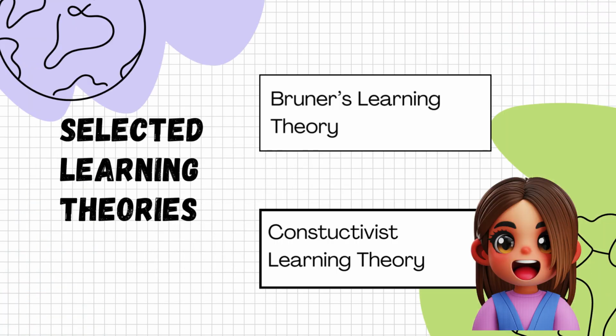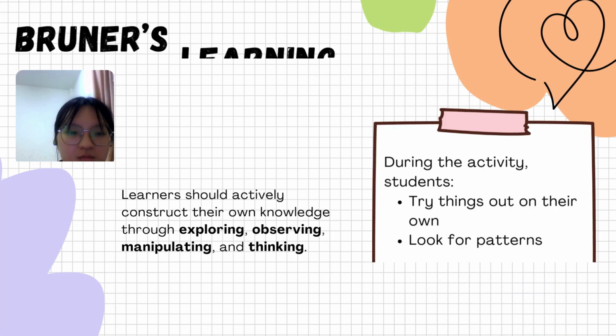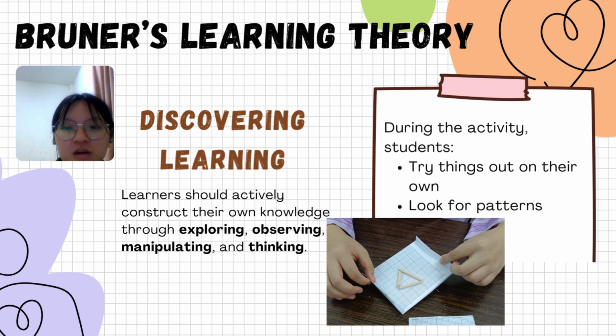For this activity, we selected two learning theories that best support the design and implementation of our lesson. The first theory is Bruner's learning theory, and the second is the constructivism learning theory. According to Bruner, learning should not be a passive process where students simply receive information from the teacher. Instead, learners should actively construct their own knowledge through exploring, observing, manipulating, and thinking.